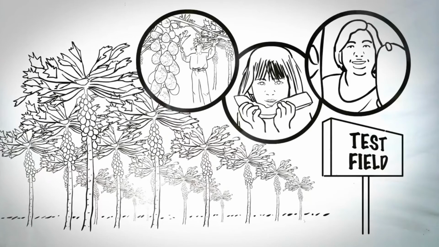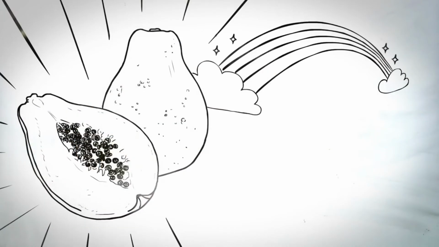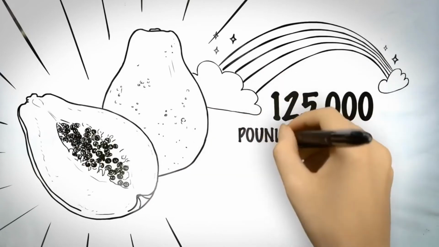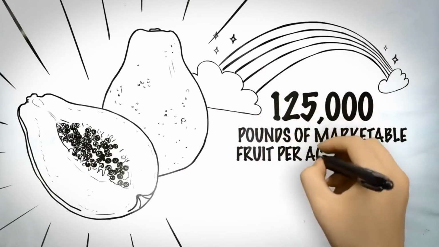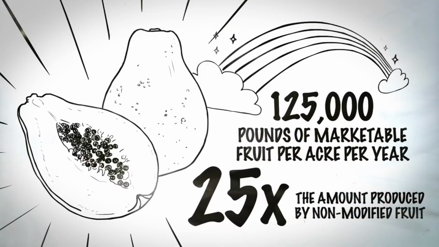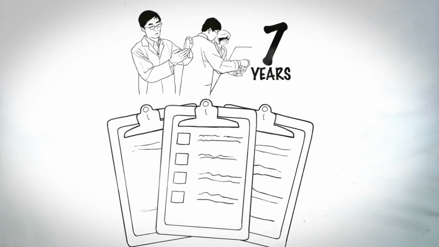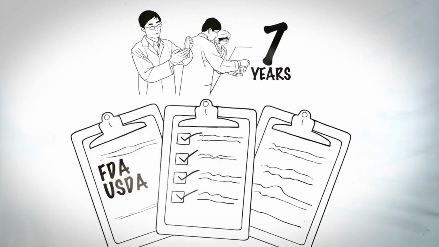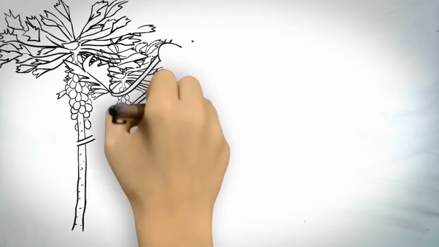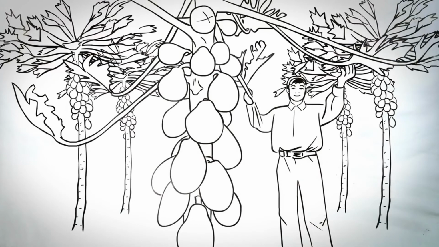Success was achieved. One variety of transgenic papaya, the rainbow, yielded about 125,000 pounds of marketable fruit per acre per year, 25 times the amount of fruit produced per acre by a non-GM variety infected by PRSV. These tests took about 7 years, including food safety and environmental review by the FDA, USDA, and EPA. Once regulatory approval was gained, the Hawaiian farmers chose to start using the new papaya seeds.